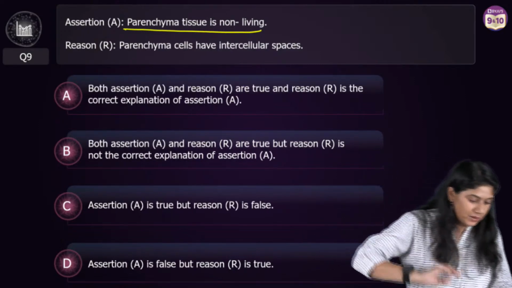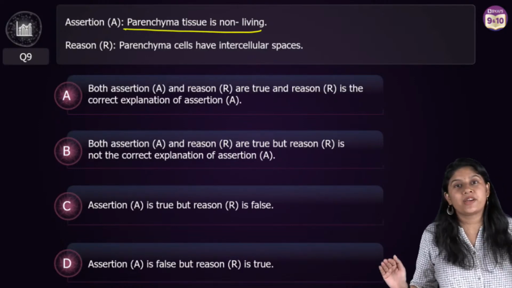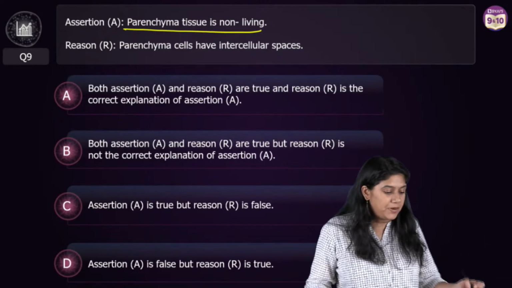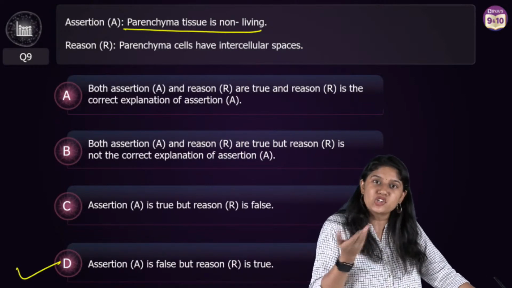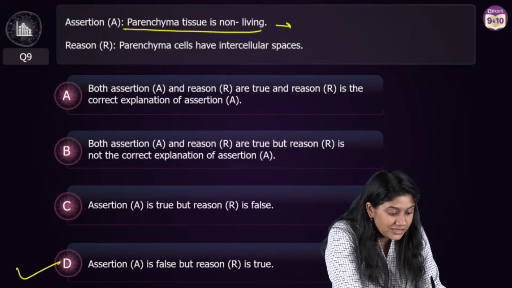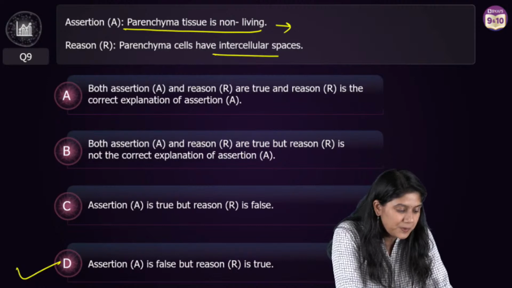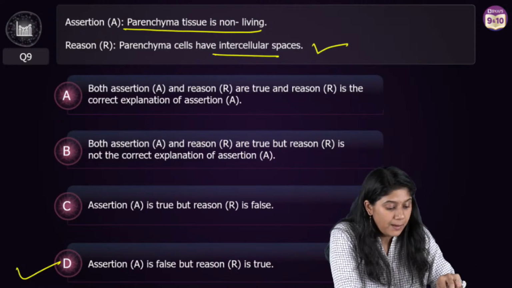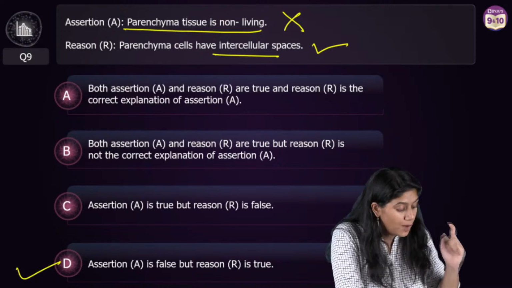Okay, everyone, we can end the polls now. We have the clear-cut winner over here. Option number D is the correct answer. We know that parenchyma is not non-living. We know that parenchyma tissue is a living tissue, and they have intercellular space. So the reason is absolutely correct, but the assertion, statement A, is incorrect. So option number D is correct.